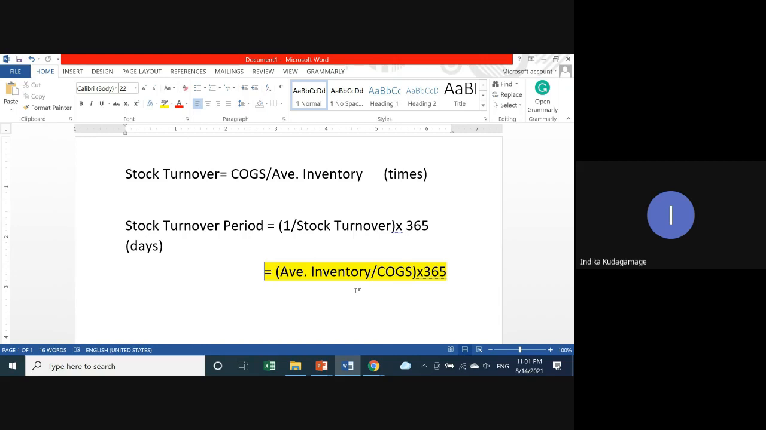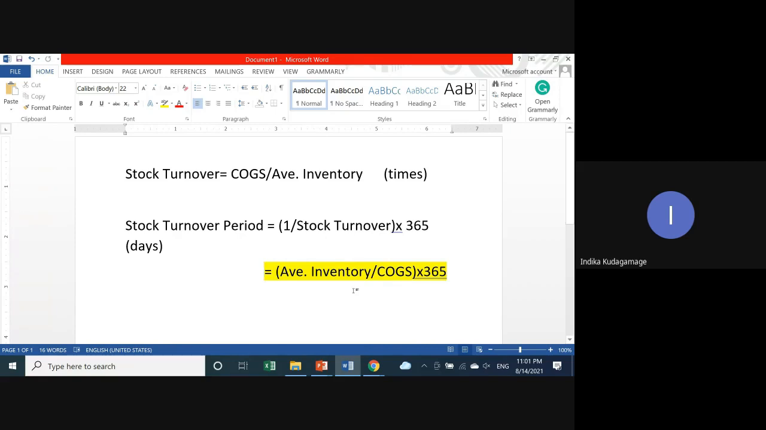So whenever you have a customer who has an issue with paying their short-term liabilities, this can be one reason. So you have to look at this. So that is stock turnover period.